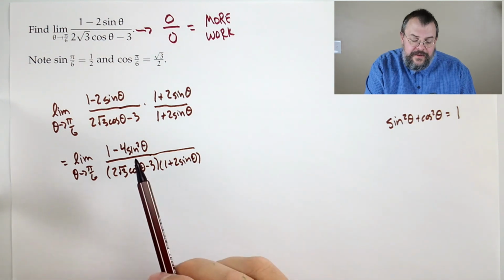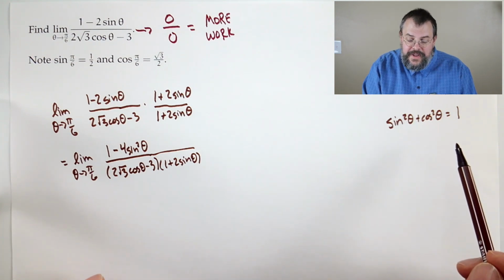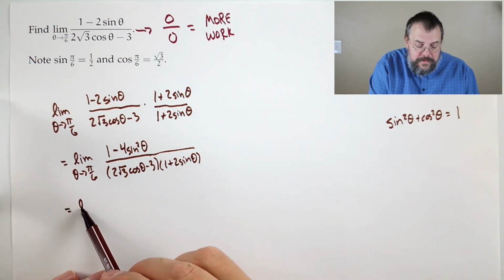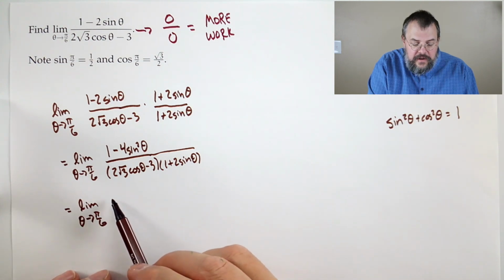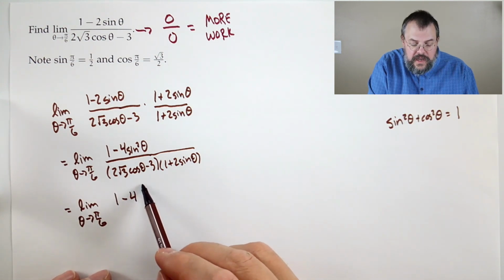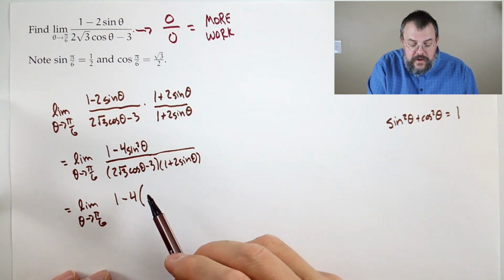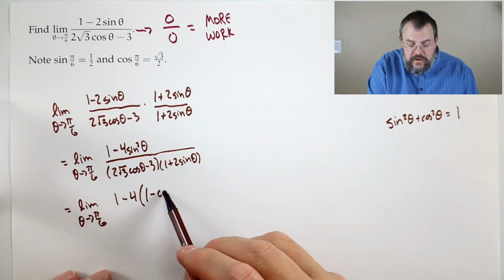Now, again, remember our goal. We want to get the sine squared replaced by the cosine squared. So this is the limit as theta goes to pi over 6 of 1 minus 4 times, parenthesis, 1 minus cosine squared.